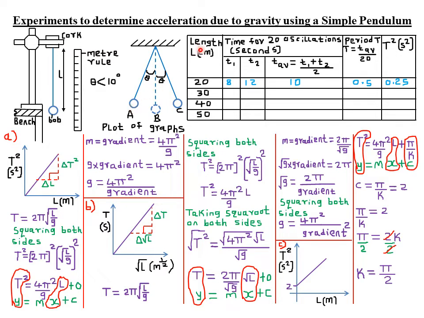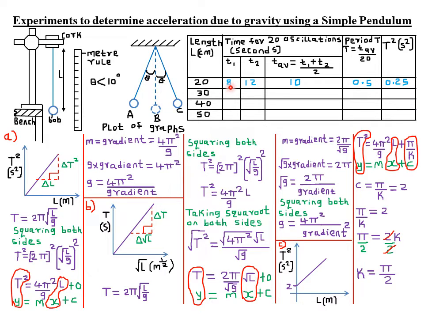Then in such experiments, you are usually given the length of the string that is used to tie your bulb or that is making the pendulum. We usually vary the length, then we record the amount of time taken for a given number of oscillations. For example, in this experiment, when the length of the string is 20 centimeters, it is observed that the bulb swings from point A to point C, back to point A for 20 oscillations. So for 20 oscillations, the time recorded is 8 seconds.